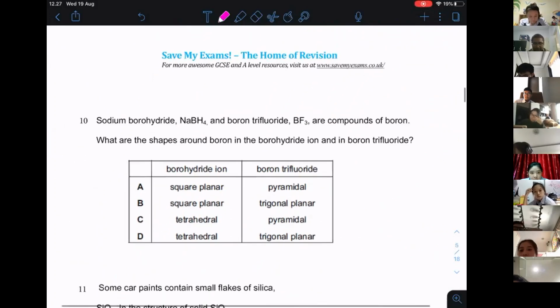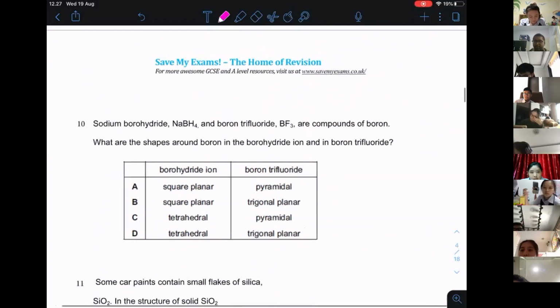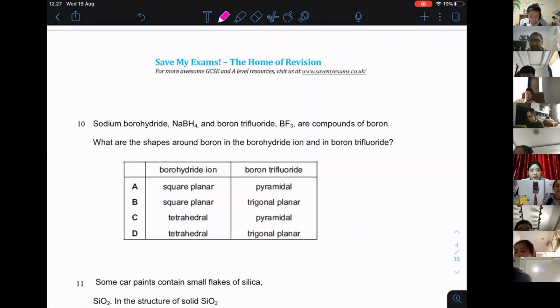So number 10, Shane, what is the answer? Have you done number 10? Haven't. Aneta, have you done number 10? Not yet, sir. Haven't. Okay, I'll just go very fast with you.